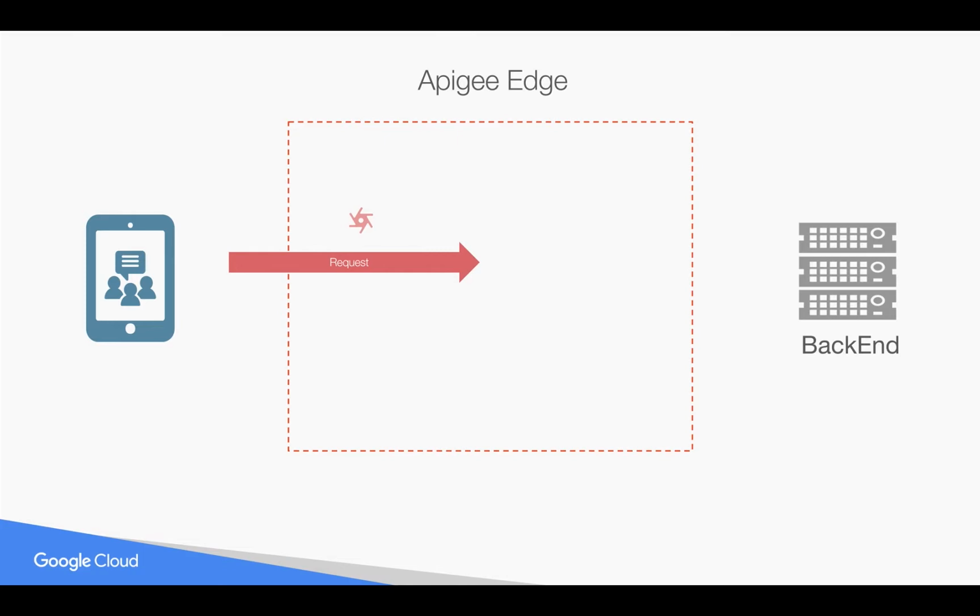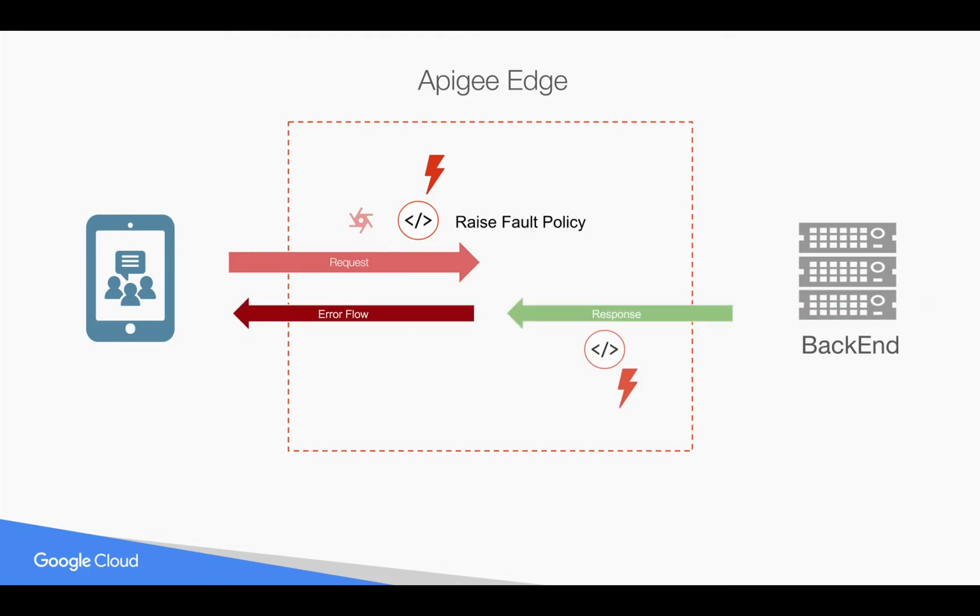Let's say whenever a request comes to Apigee Edge and you want to do some validation, if the validation fails, then obviously you want to raise a fault and then do the fault handling. You can do that using the raise fault policy. Similarly, whenever a response comes back from the backend, you would like to validate some conditions and raise a fault using the raise fault policy, and then handle the fault using fault rules in the error flow. Let's see how it works in action.